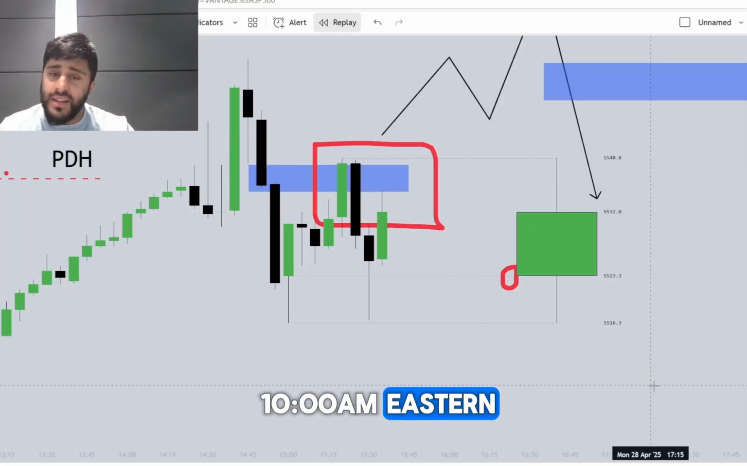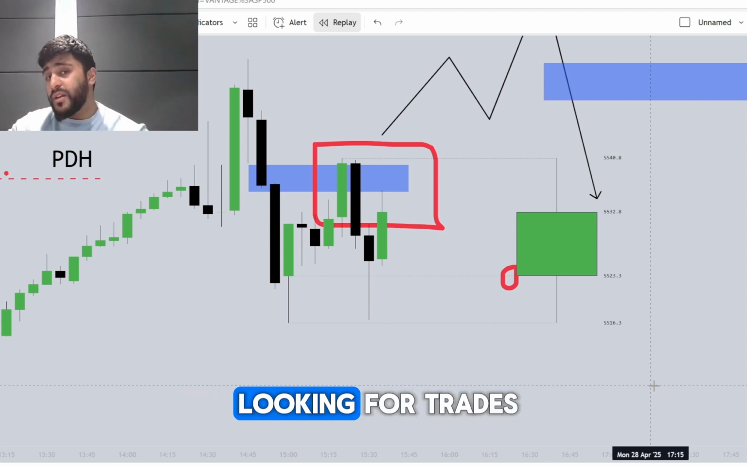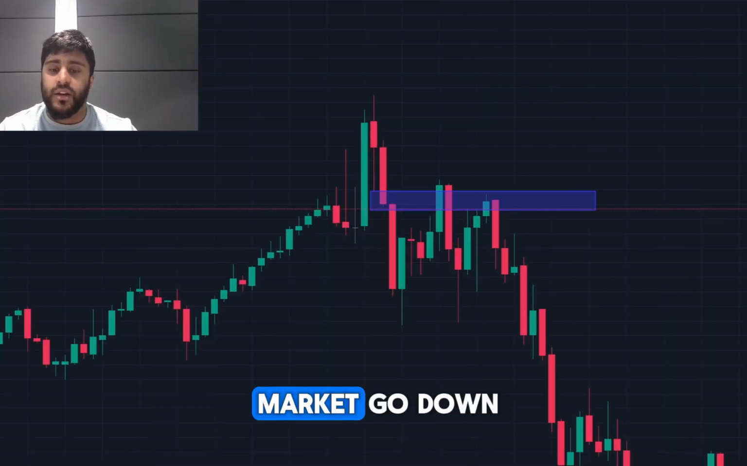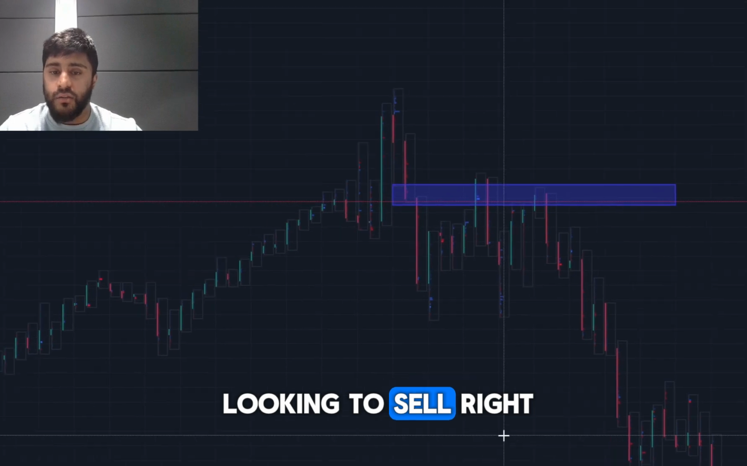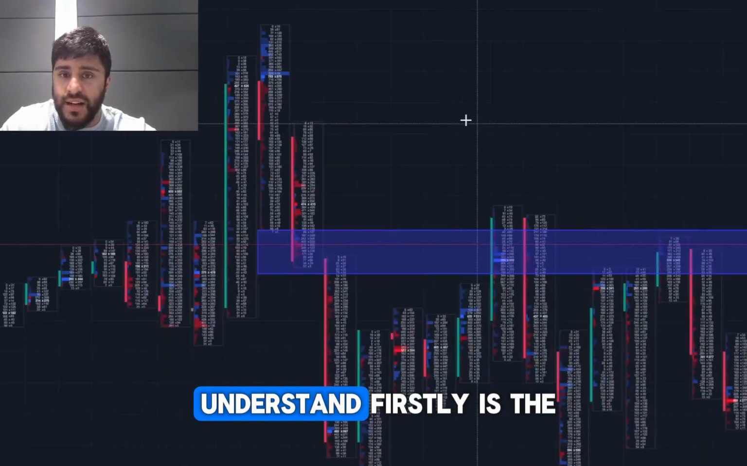So we're above the 10 a.m. Eastern. We've taken out previous day high. So we know where we're looking for trades. We know what we're looking for. Now we need to understand, why did the market go down and why are you looking to sell, right? So the reason we're looking to sell, if we just zoom into these candles, what you need to understand firstly is the high of day, which was up here.